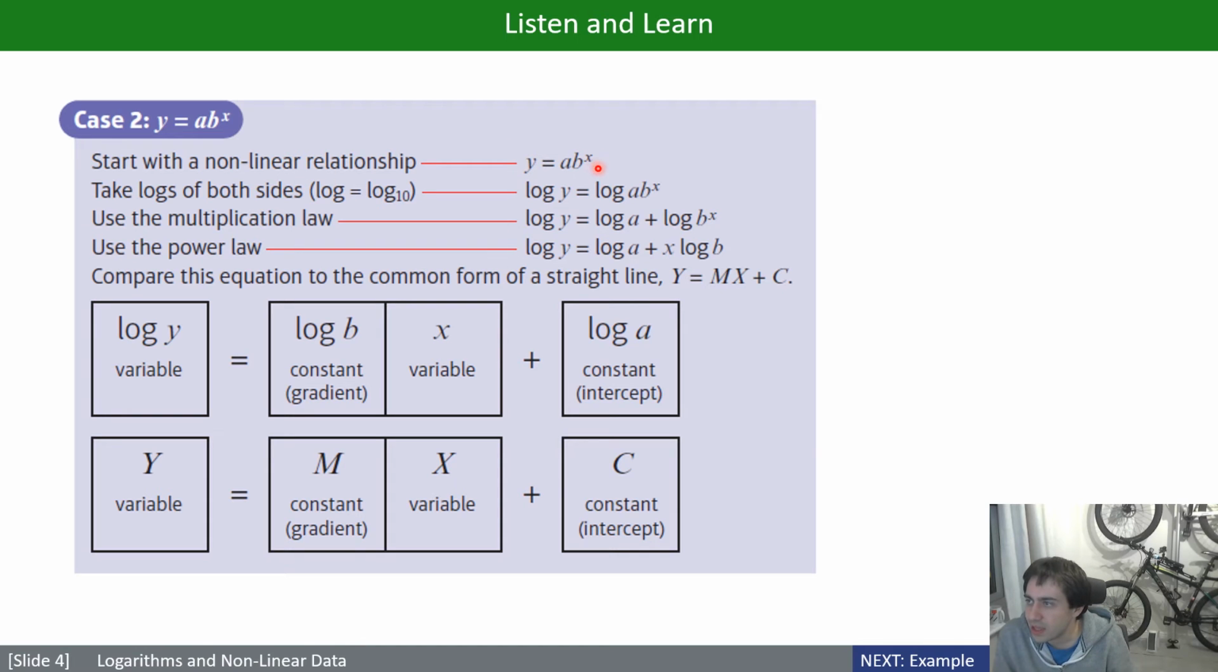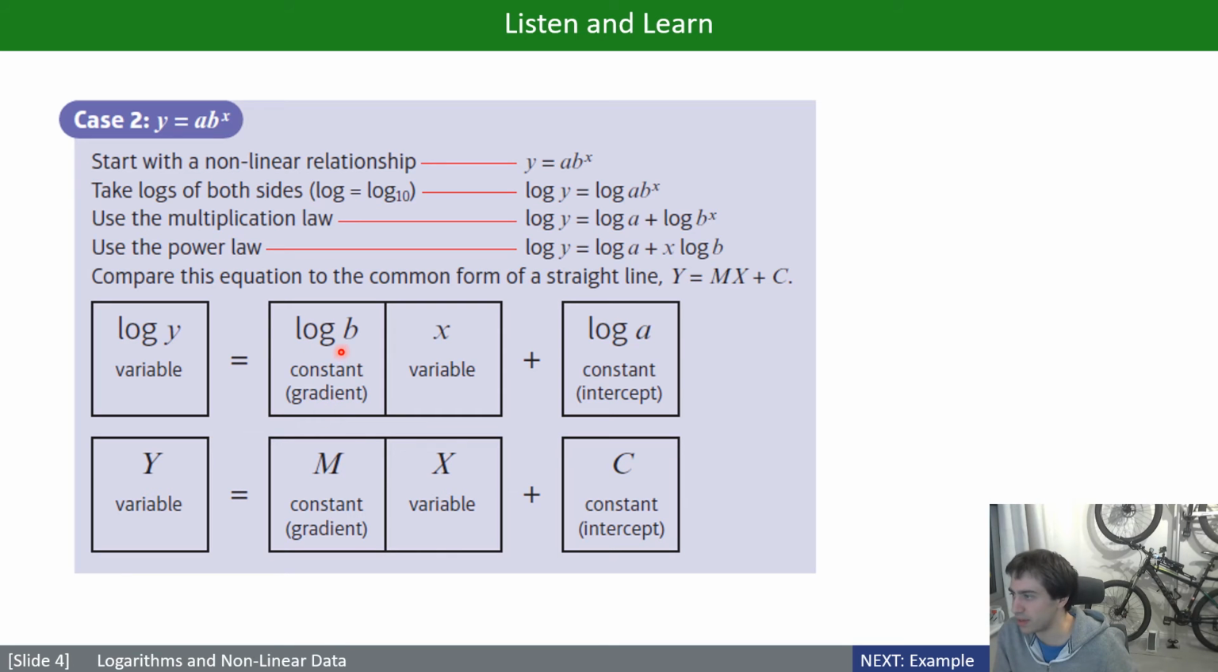Y equals a times b to the x, you log both sides, so always log both sides. Use your log rules to get this expression here, and now the x comes to the forefront, and when you compare it to y equals mx plus c, you've got the following situation. Log of little y is coded as big Y, and little x is just coded as big X and is not changed.